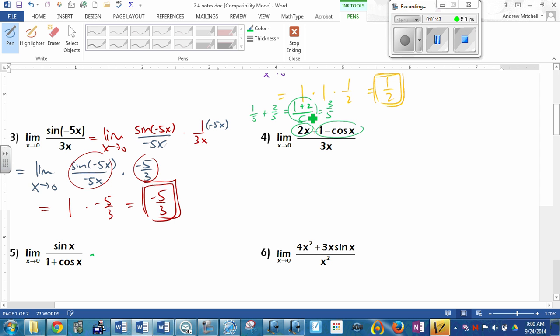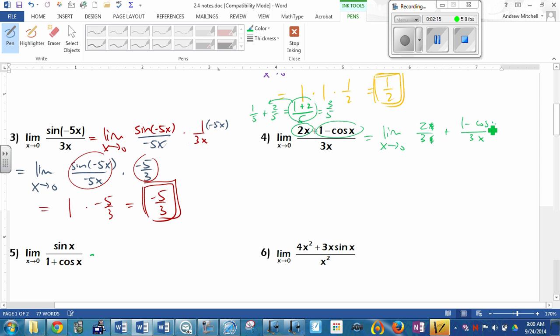We're going to start with something like this, where we have two things added up over something else, and split them up. So in this case, we're going to write this as limit as x approaches 0 of 2x over 3x plus 1 minus cosine of x over 3x. All right, so we're just keeping that 1 minus cosine of x together because we know that's one of those limits that we can do. And here, the x's cancel out.